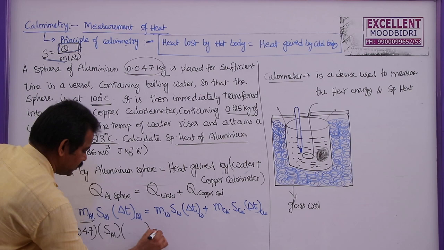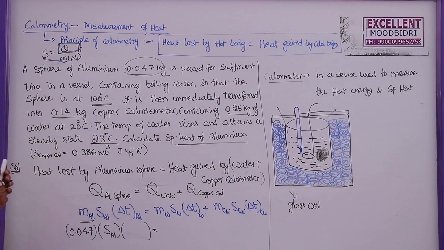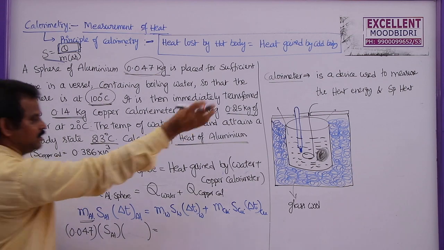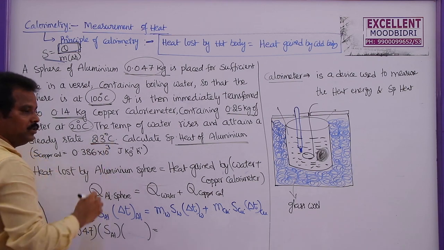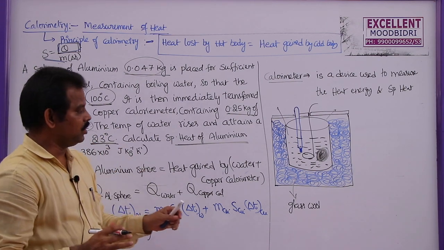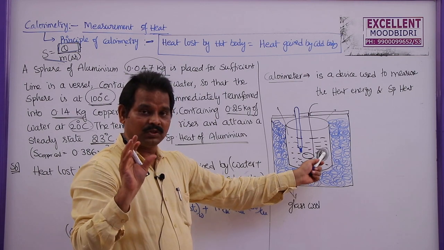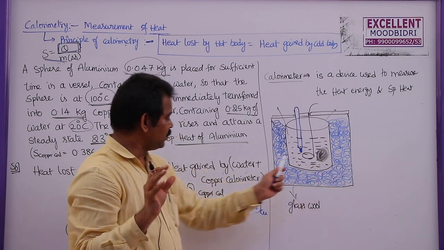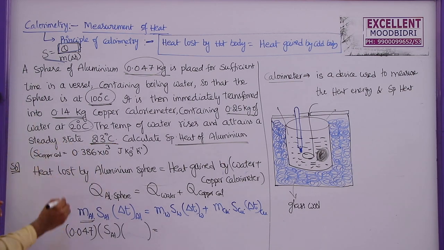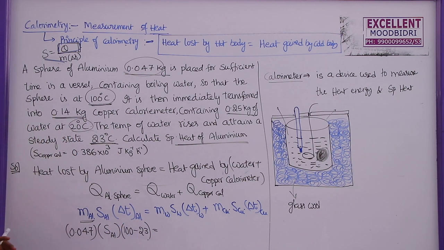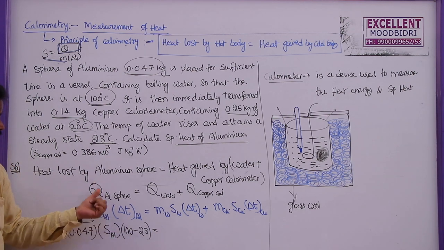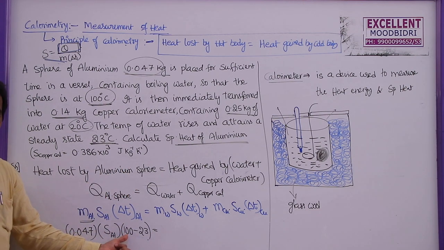And what is the change in temperature? Initial temperature of aluminum is 100, and when it is kept inside this water which was at 20 degrees centigrade initially, the temperature rises to 23. So the final temperature attained is 23. So the aluminum sphere which was at 100 degrees Celsius will reach a temperature of 23 degrees at a steady state. So this is 100 minus 23 degrees Celsius. So this is mass into specific heat into decrease in temperature, because it is heat lost by aluminum. So higher temperature minus lower temperature, loss of temperature.